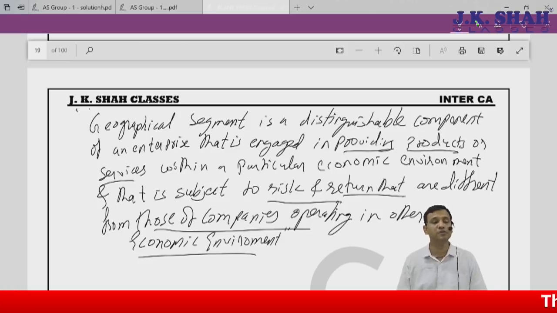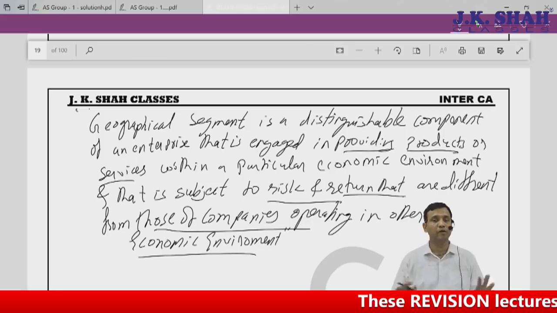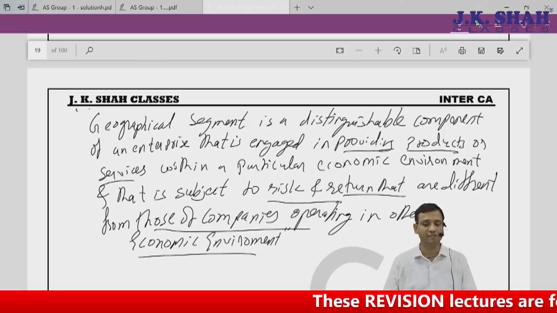I'm selling goods somewhere in US and I'm selling goods somewhere in Africa. Obviously, there are two different economic environments. So they become geographical segments because the risk and return in these two environments is different.